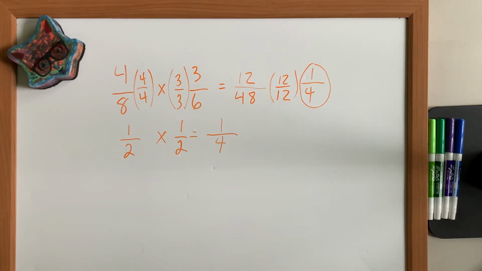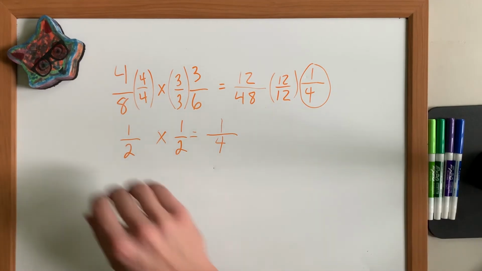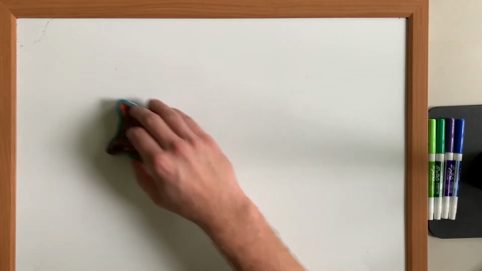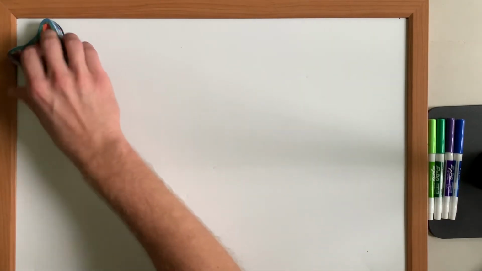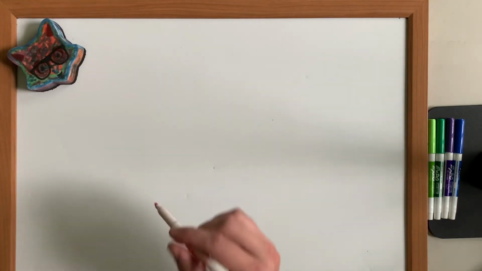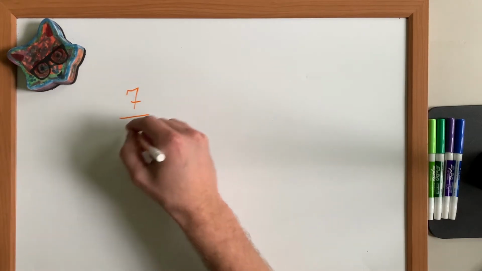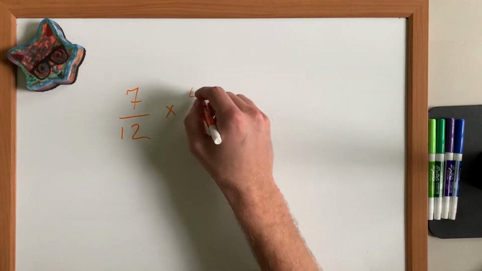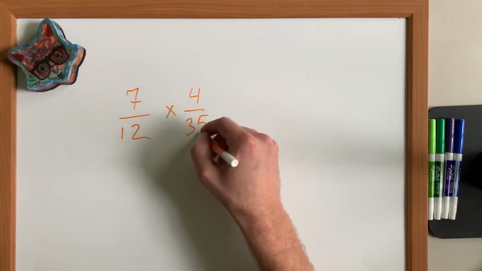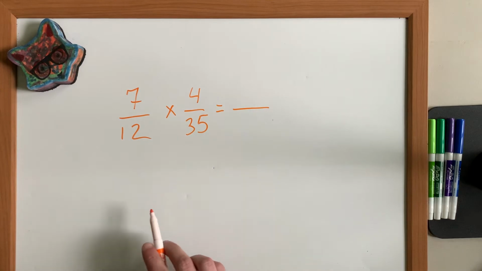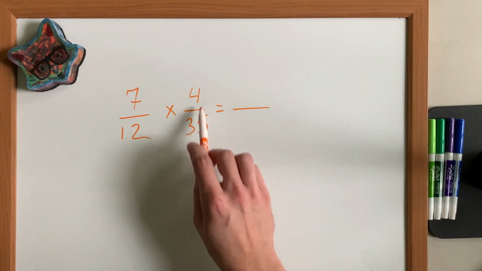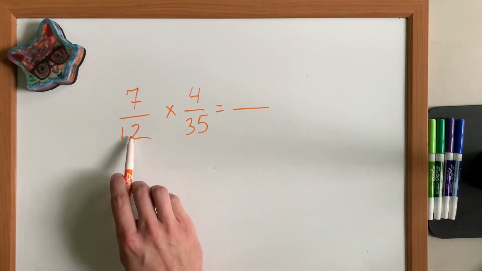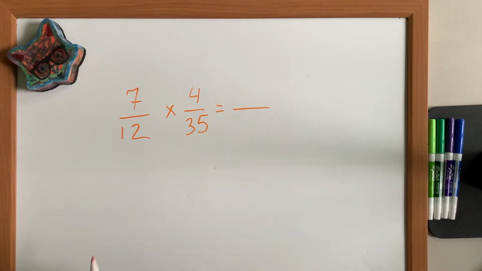Now let's take a look at a problem that's maybe a little bit more difficult because we're not going to be able to reduce the fractions the way we did in this problem, okay? Let's take a look at 7 over 12, and we're going to multiply that by 4 over 35, okay? Now, if we take a look at these two fractions, you can see that there's no common factor between 4 and 35, and there's no common factor between 7 and 12, okay?